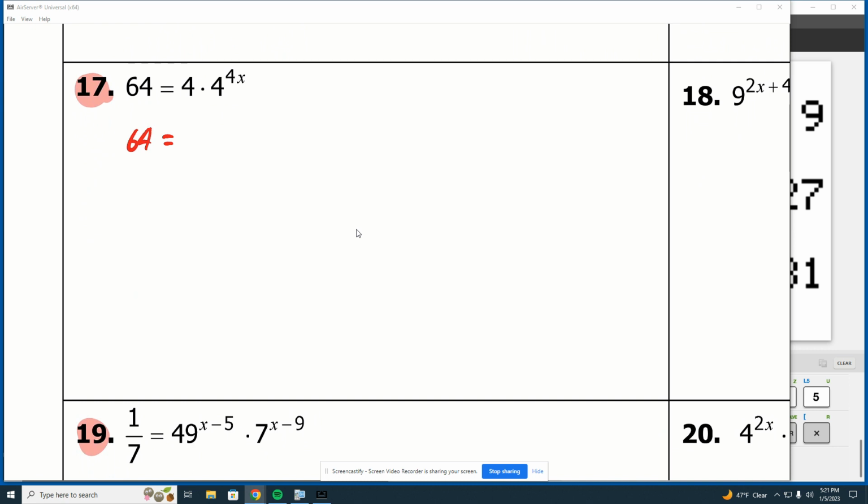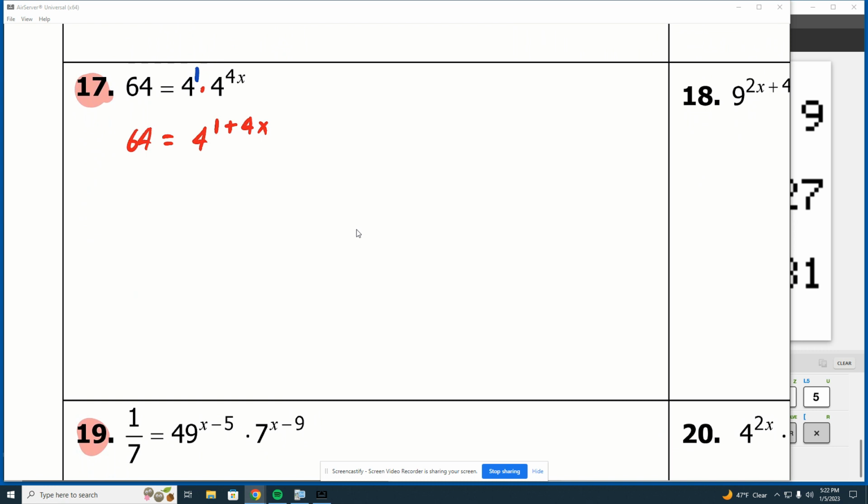Remember, when you have that 4 times 4 to the 4x, technically what you have here is the same base, and those are being multiplied. So remember what you do when you're multiplying, the base is the same? You add your exponents. Your base stays the same, and you add your exponents. Well, here's where people get thrown off on this. Technically, what is the exponent of this 4? Technically, it's 4 to the first. So if I want to combine these, I've got to take those exponents and add them. So that will be 1 plus 4x. And I can't combine those because one has no variable, the other has a variable.